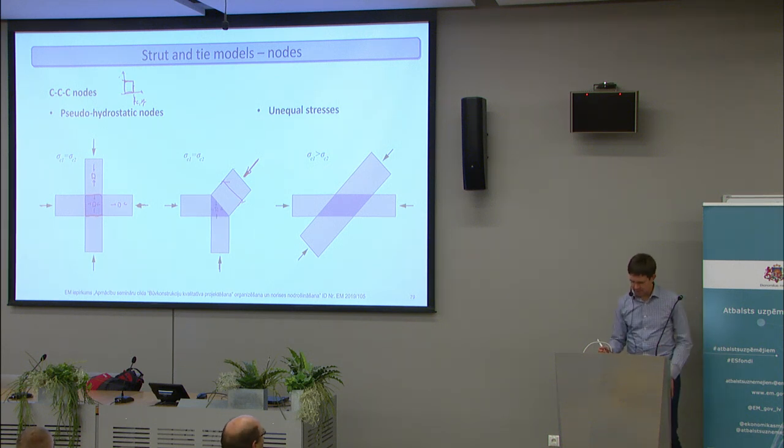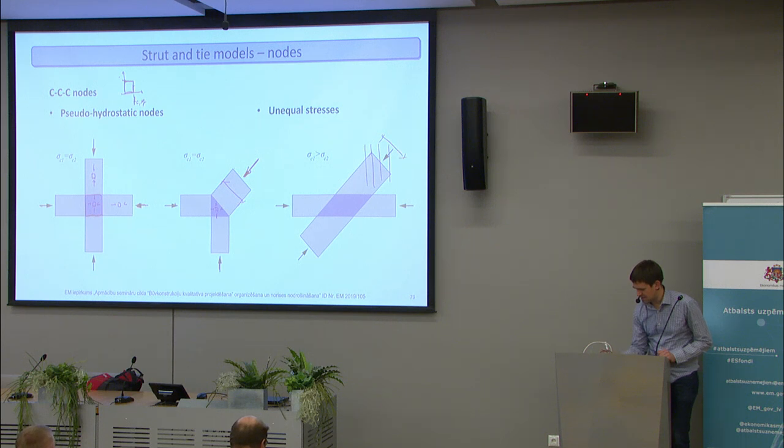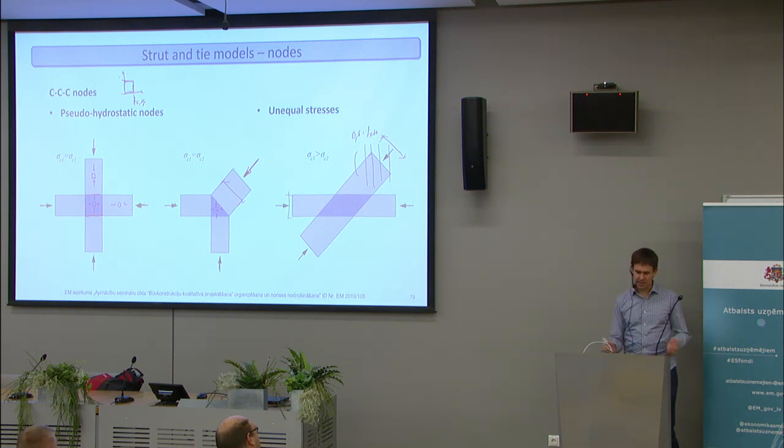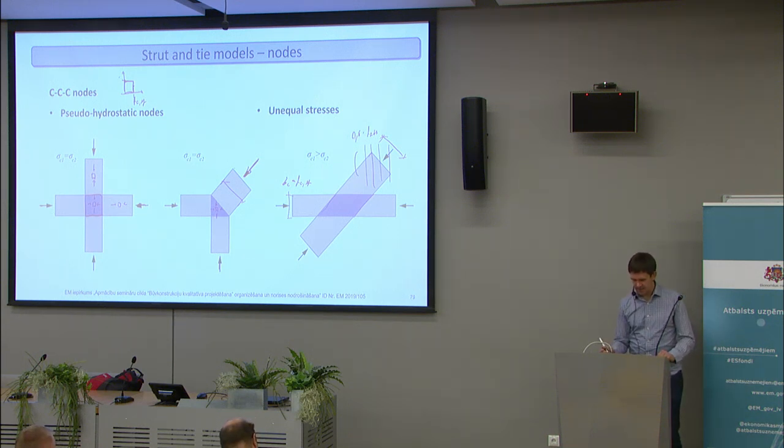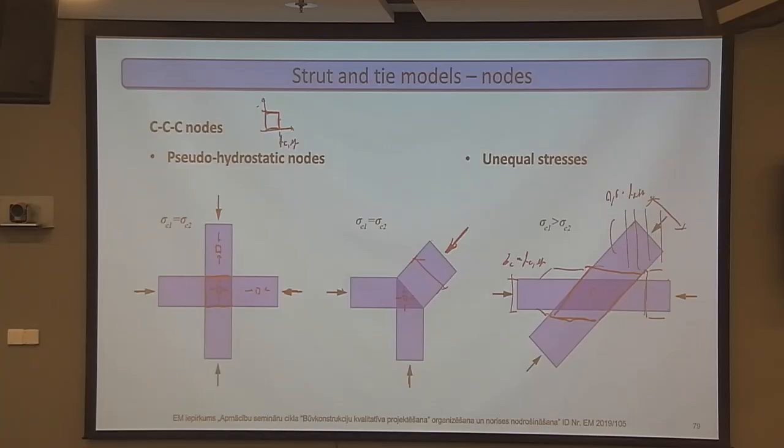Now there could be some cases when the stresses in different struts are different. If we have reinforcement in this direction, then here we would have to limit the stress in this strut to 0.6 fc effective. Whereas in here we could choose a wider strut as well, but if we don't want to, then here we could have a stress up to fc effective. So in this node we don't technically have hydrostatic stress states. The easiest way is to make this strut locally wider before the joint, and then look at the joint like this. That would be hydrostatic again, with just lower stress.